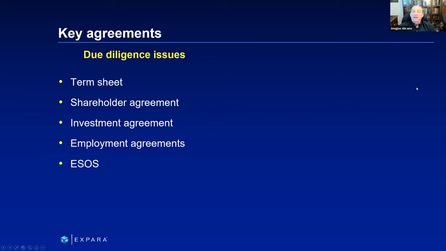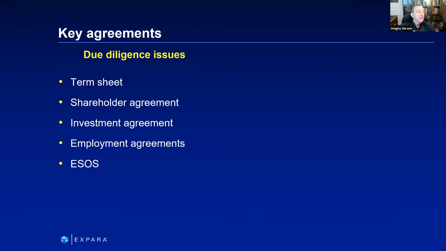Why is it that term sheets fail to lead to investment? First reason is failed due diligence, meaning after we sign the term sheet and the investor does due diligence on the company, they uncover things during due diligence that mean they don't want to invest anymore.